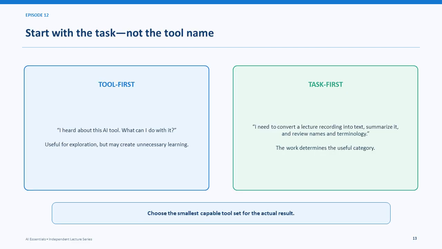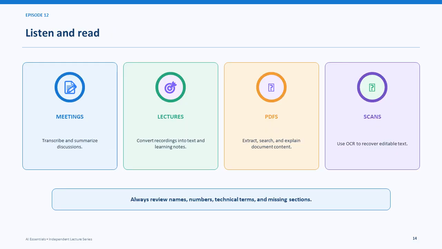Start with the task, not the tool name. Tool first thinking searches for a place to use a fashionable product. Task first thinking states the need and then selects the smallest suitable capability. Listening and reading tools support meetings, lectures, documents, podcasts, and scanned files. Choose them when the source material must first be captured or understood.